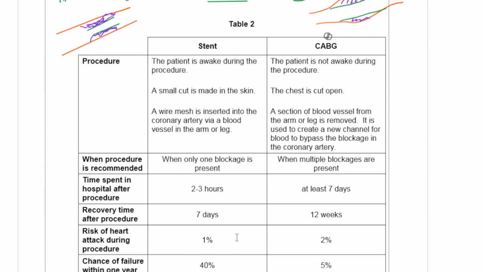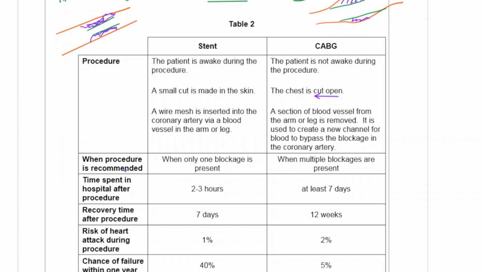So stent, the patient is awake during the procedure. A small cut is made into the skin. A wire mesh is inserted into the coronary artery via a blood vessel in the leg or arm. CABG, the patient is not awake during the procedure. The chest is cut open. There you go, to do a coronary bypass, you need to cut open the chest. A section of blood vessel from the arm or leg is removed. It is used to create a small channel for the blood to bypass the blockage in the coronary artery.